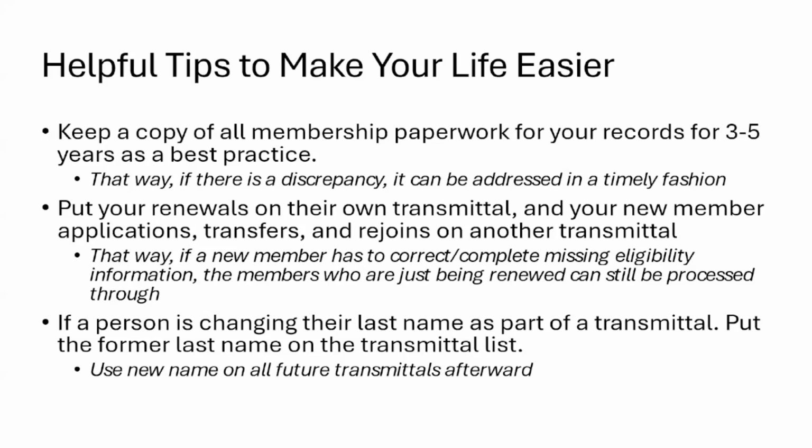So what I tell people is if you have renewals, put all your renewals on one transmittal. Then put your rejoins, your new members, the stuff where you're going to possibly make more mistakes on, on their own transmittals. That way, if there is a mistake with that, we can still get everybody renewed and you're not holding up your whole unit. So that's just something that way new members can correct missing eligibility information, and members who are just being renewed can still be processed through. Very, very, very important.